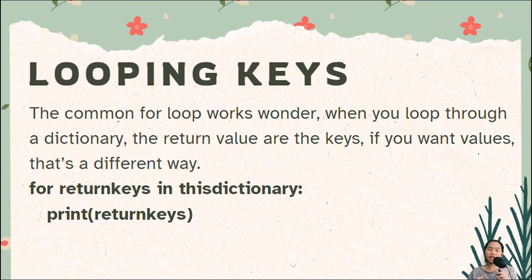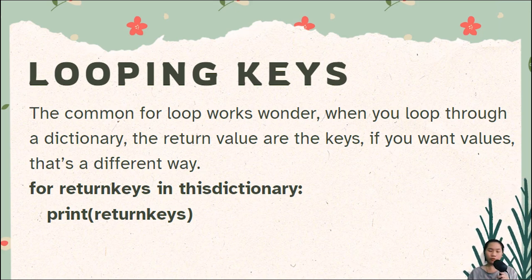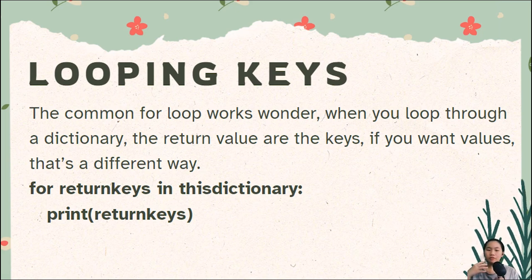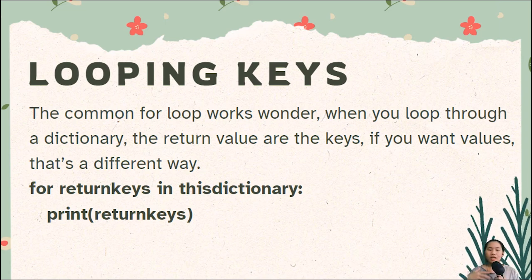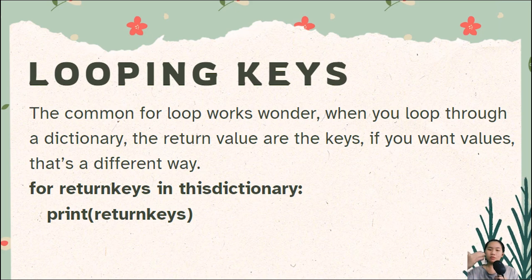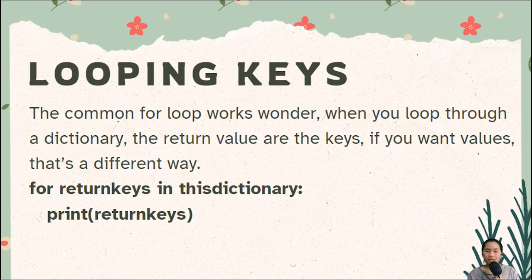Since there are keys and values in dictionary as opposed to simply values in list, set, and tuple, let's take a look at how to loop keys first, all right? So, the common for loop does just as well with looping keys, and when you loop through a dictionary with this for loop, you will get the keys and only the keys, all right? Now, if you want values, I'll tell you in a bit, and this is the syntax that we're working with for loop.